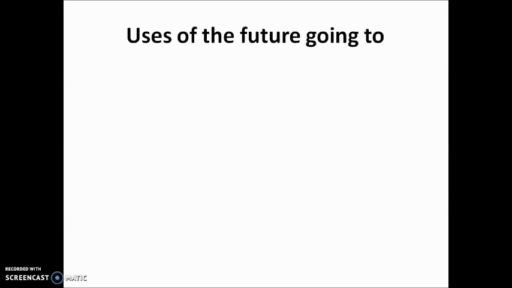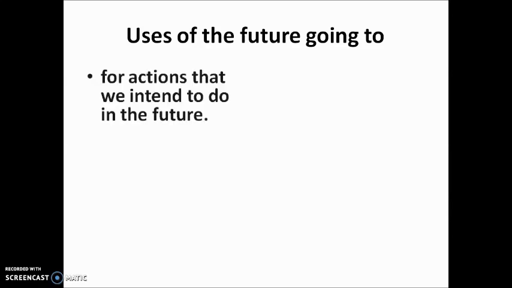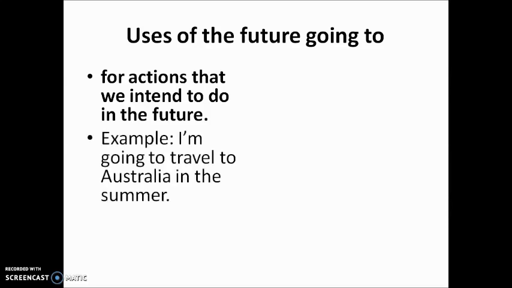First, we want to know about the uses of the future going to. We use the future going to for actions that we intend to do in the future. An example is, I am going to travel to Australia in the summer, which means I'm going to travel to Australia next summer in the future.